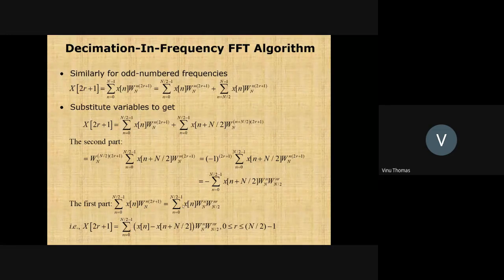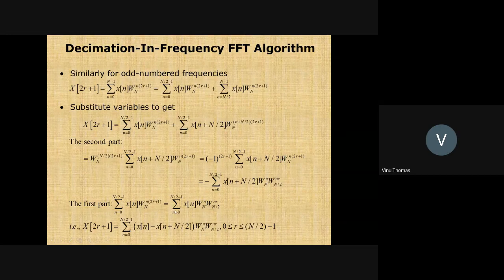I will expand this as x of n into wn raised to n into wn by 2 raised to n into r. I hope you understand why I was able to write this as wn by 2 raised to n into r. This was as before. So wn raised to n into 2r is wn by 2 raised to n into r, as we have seen earlier. So this expands to wn raised to n into 2r, which you write as wn by 2 raised to nr, and the second term is wn raised to n. So this is expanded like this.